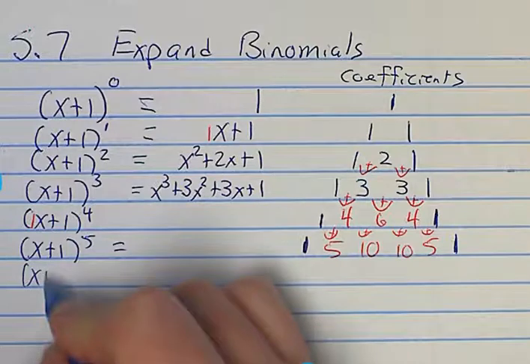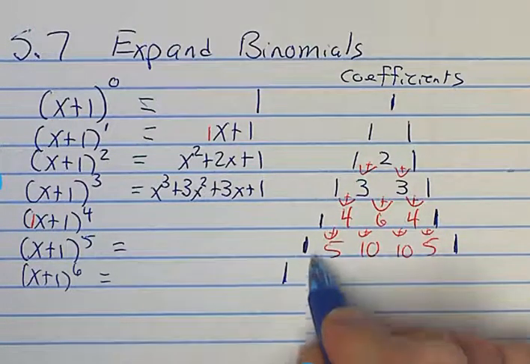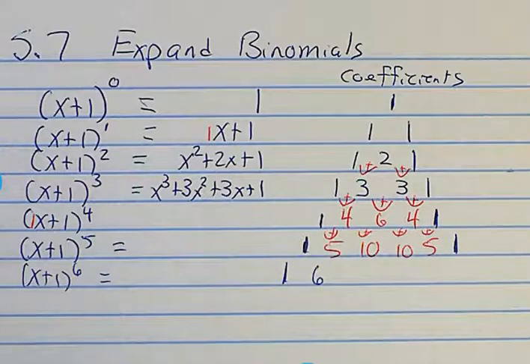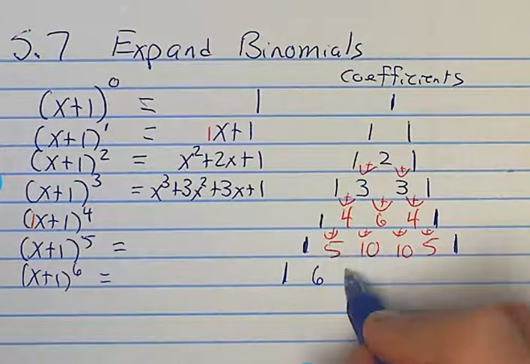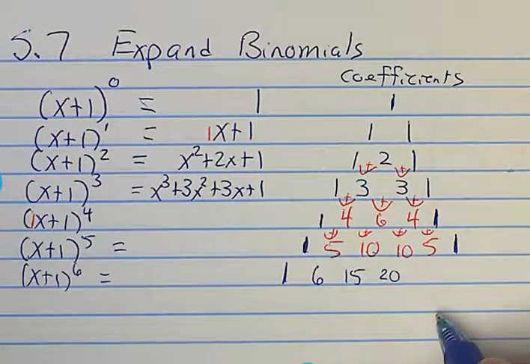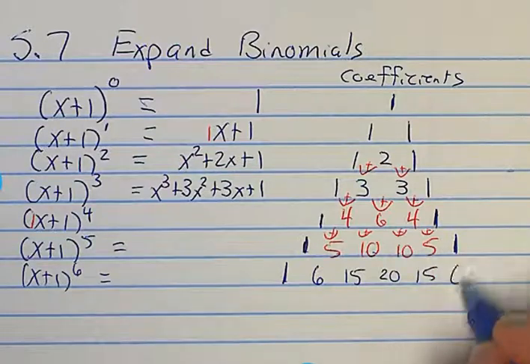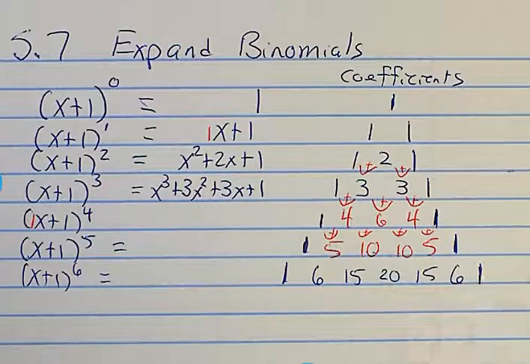And you can just keep going through those numbers, and you just keep adding those up. If you want to get a 1 here, 1 plus 5 would be 6. 5 plus 10 is 15. 10 plus 10 is 20. 10 plus 5 is 15. 5 plus 1 is 6, and then we put a 1 at the end.